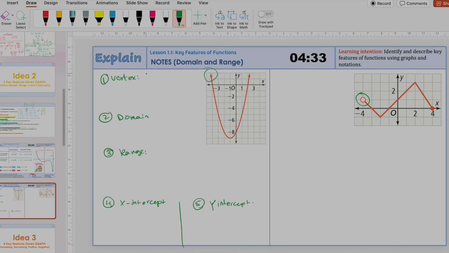So let's start with the vertex. I don't have a formula here to use. Just look at the equation. Where is the minimum or the maximum point? I have a minimum point here, which is at -1, -9. So I have a vertex at -1, -9.